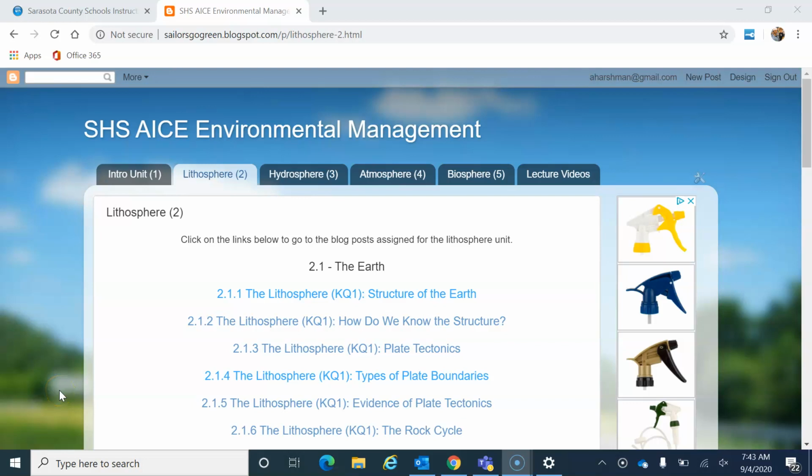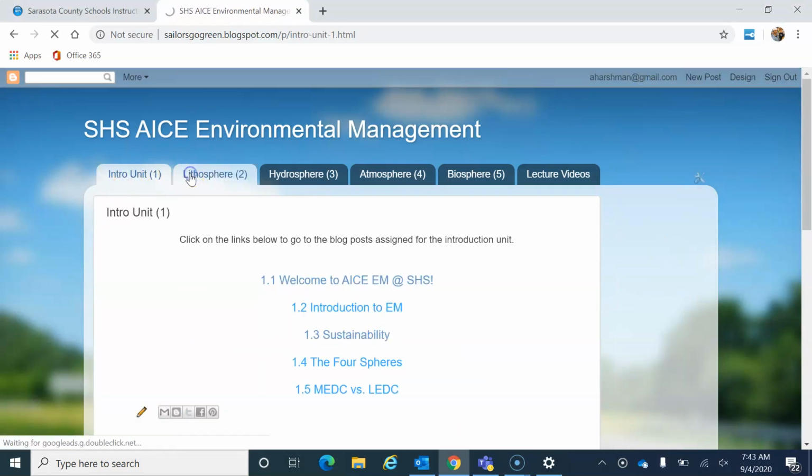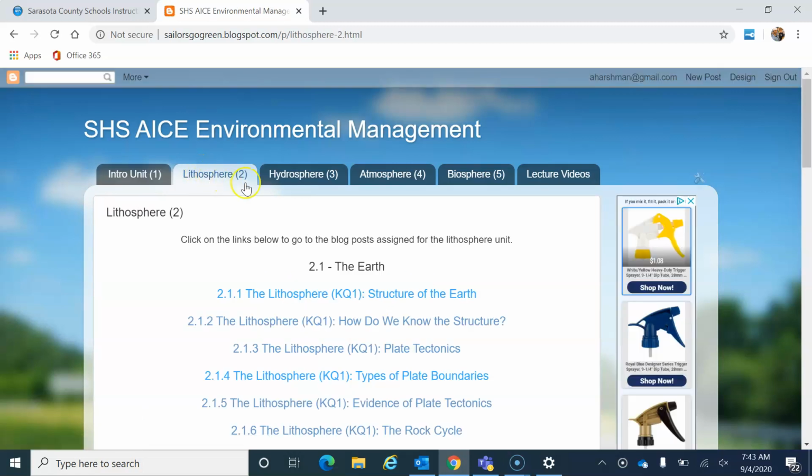Right, so today we're going to be looking at our first actual unit from the A syllabus, which will be the lithosphere. So again, that's just up here. Click the top, click lithosphere number 2. Whenever you see it on the calendar and it says 2.1.1, that's just how I'm breaking down the different subsections of the unit. So 1 was intro unit, 2 is going to be lithosphere, 3 hydrosphere, and so on.